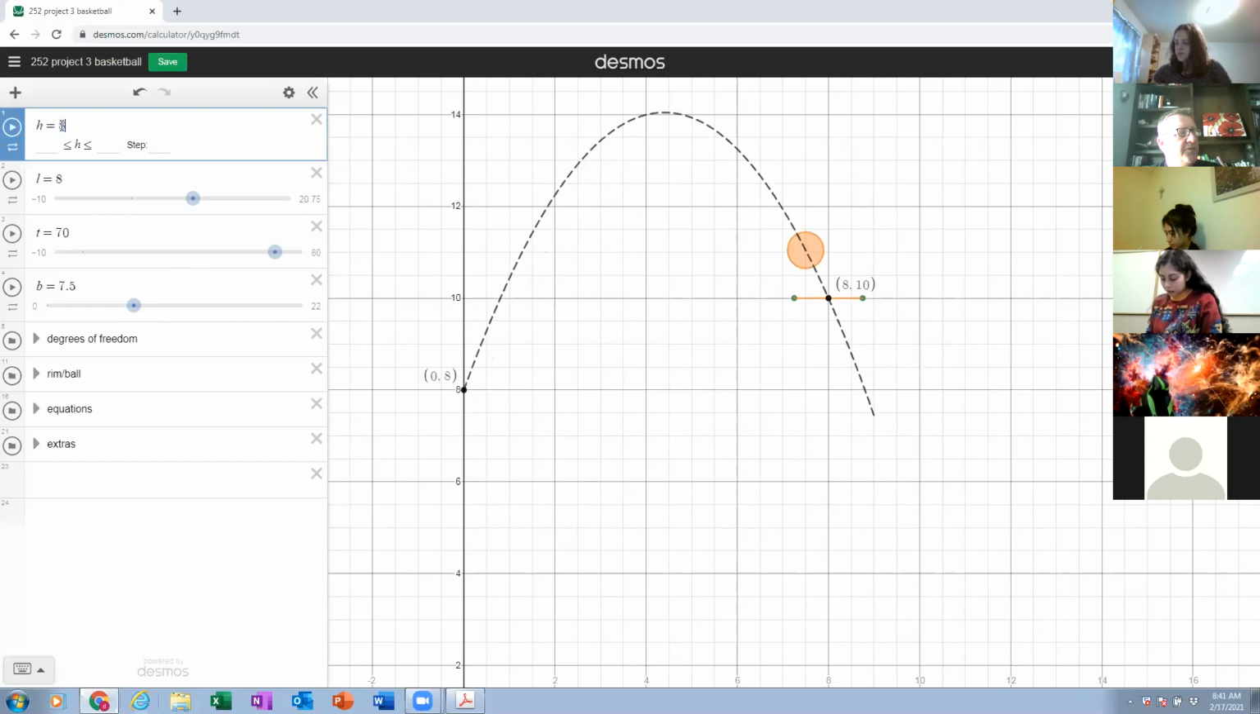And of course, you can shoot from a higher angle. I just moved it up to 8 feet. If you're taller and you release the ball higher, that actually makes it easier to make a basket. If you're short and you're shooting from really low, that's actually worse. Your chances of making it go down.